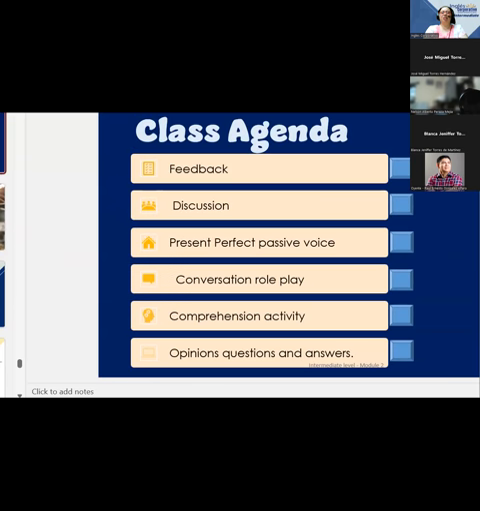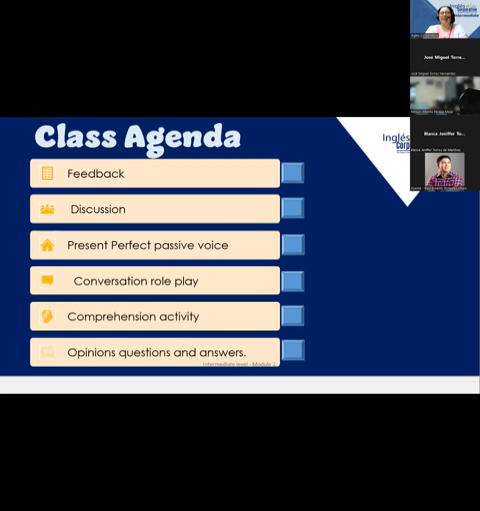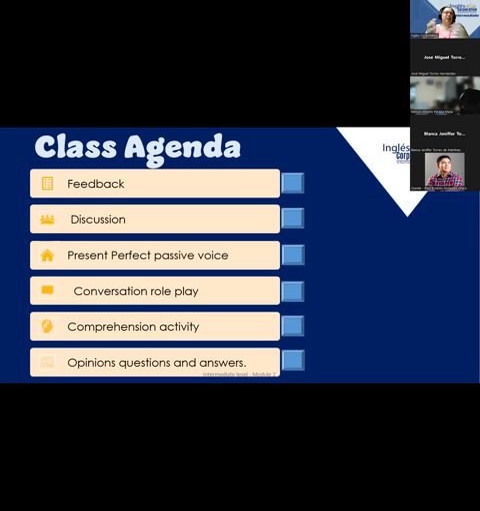We have the discussion that we have in the book and a manual. Then the present perfect passive voice. Actually, we studied that yesterday, I think, in a very wide manner. We explained a lot about that. So I brought you a new activity with the indirect questions too. Then a conversation role play. Actually, it's going to be a group work.